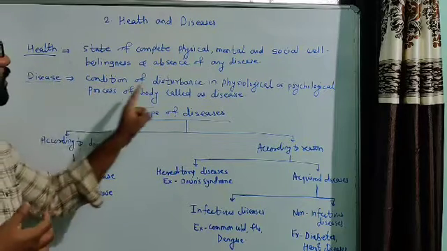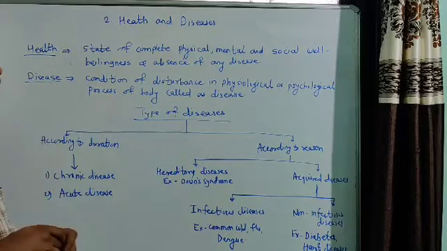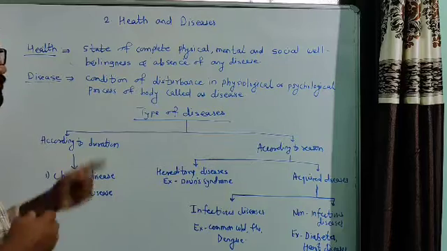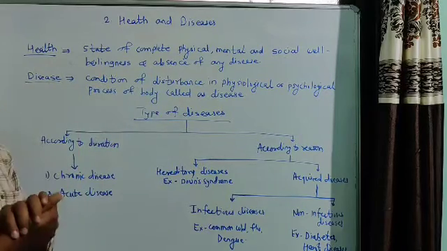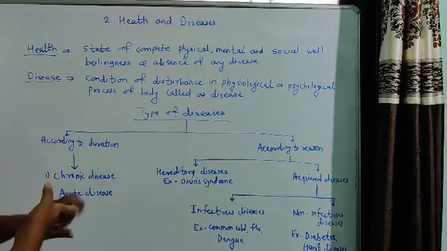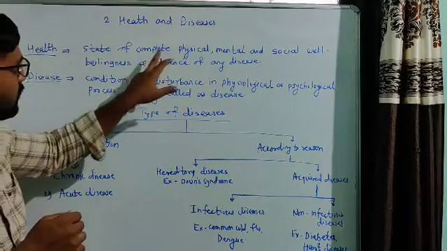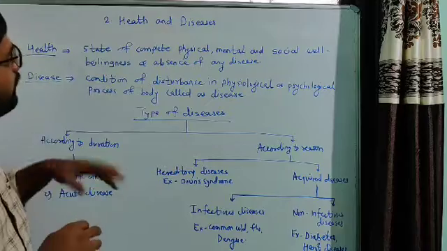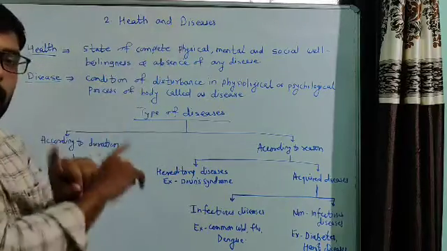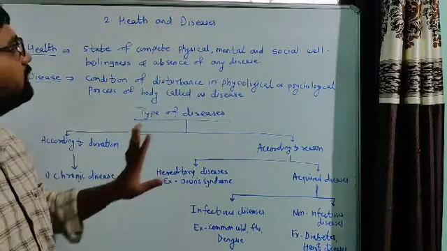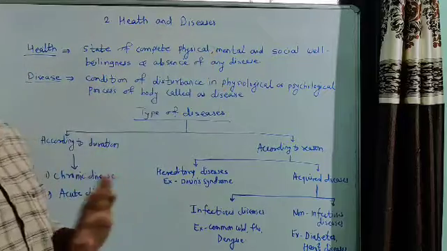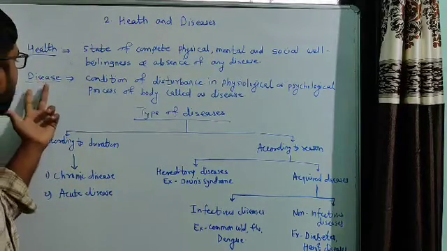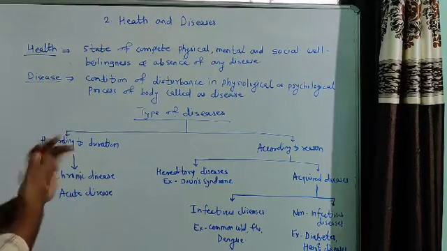The condition of disturbance in physiological or psychological process of body is simply called disease. Okay, now look at health. Health means what? Complete physical and mental. And in disease what happens? It gets reversed. Our physical state does not remain good or our mental state does not remain good. So look at the definition of disease.